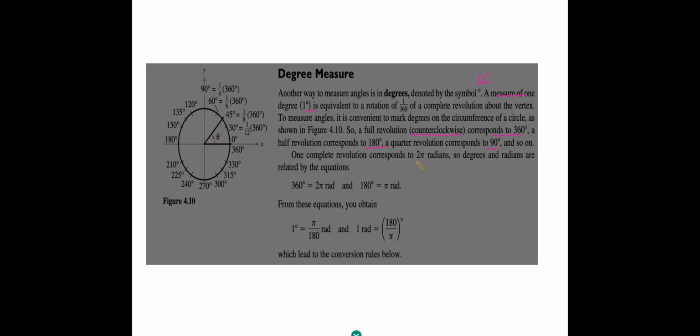One complete revolution corresponds to 2 pi radians, and so 360 degrees is equal to 2 pi radians. Pi radians is 180 degrees, and half of this: 1 degree is pi over 180 radians, and 1 radian is 180 over pi. For the conversion, there are formulas.